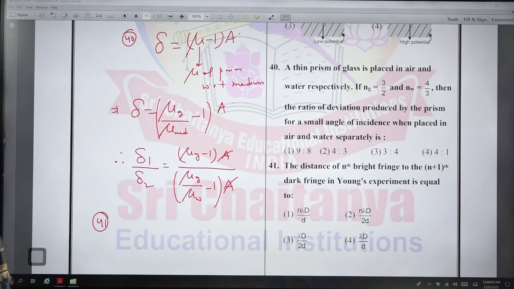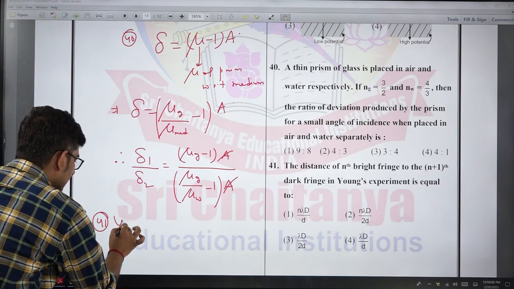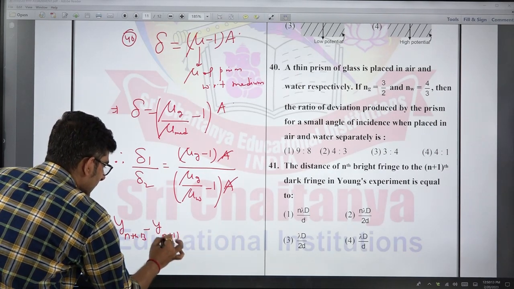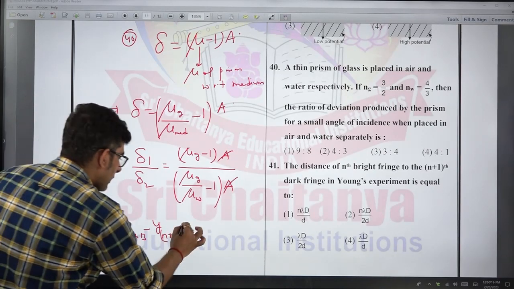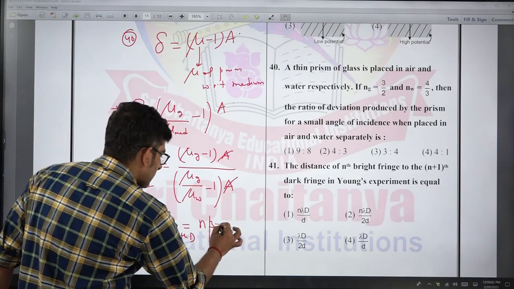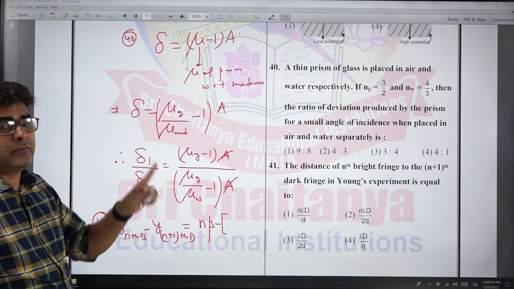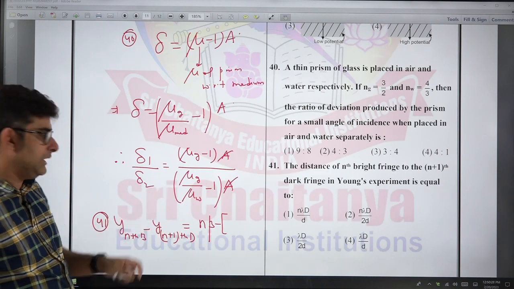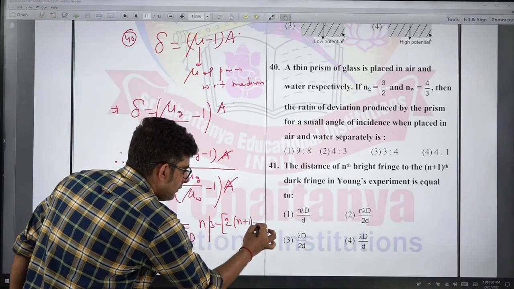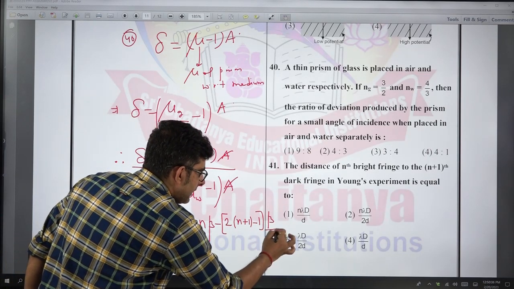Talking about 41, distance of nth bright fringe to n plus 1th dark fringe. If you remember, the distance required is nth bright minus n plus 1th dark. The nth bright fringe height from the central maxima is n beta and the nth dark fringe is (2n minus 1) beta by 2, but not n. So (2n minus 1) beta by 2.